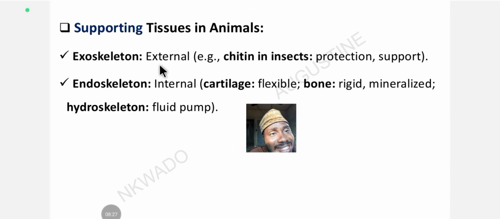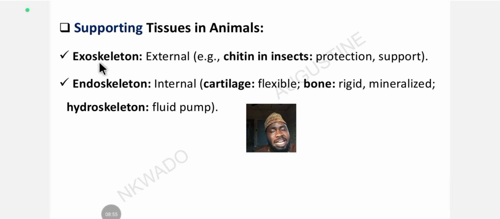It is an external skeleton and it includes sheathing in insects, which protects and supports them. The supporting tissue in animals protects and supports. So sheathing is made up of calcium carbonate and starch, or carbohydrates. It protects and it supports insects, or arthropods, which have an exoskeleton.